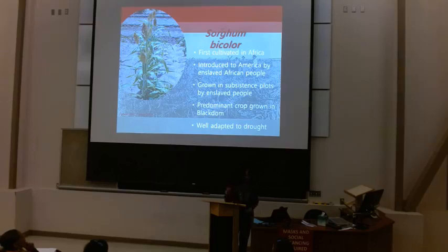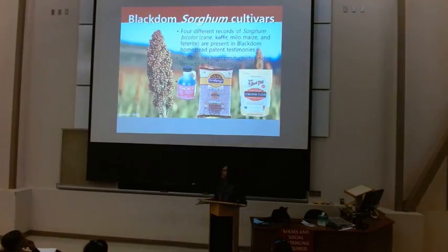And so Sorghum bicolor is an excellent choice for this region in New Mexico because it's very well adapted to drought. So it has natural properties that allow it to cope with low rainfall conditions and less water. And we see 4 different records of different cultivars that were grown of this particular species in Blackdom. And one I do want to highlight is Feterita.